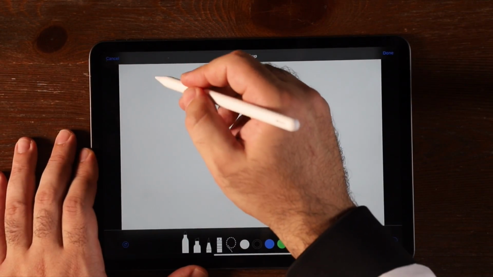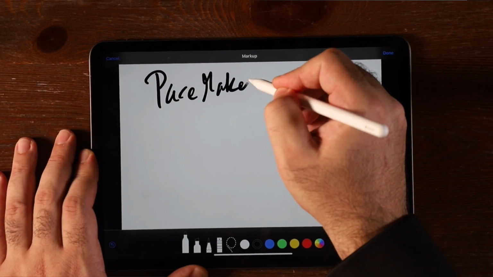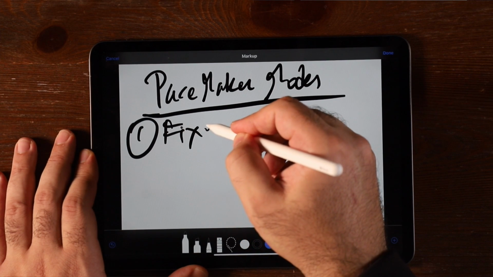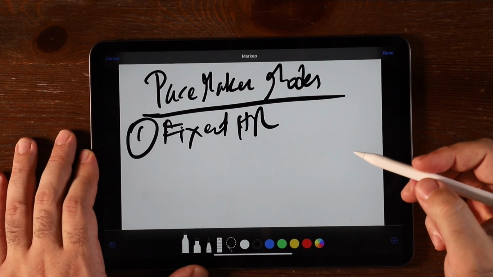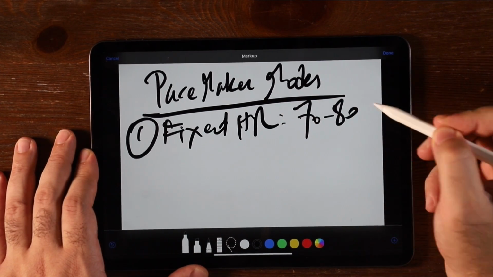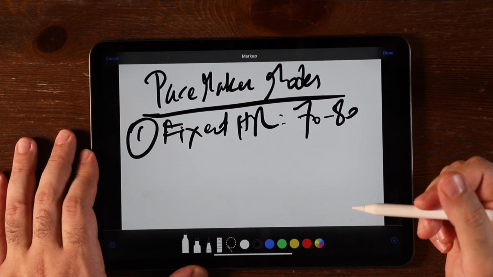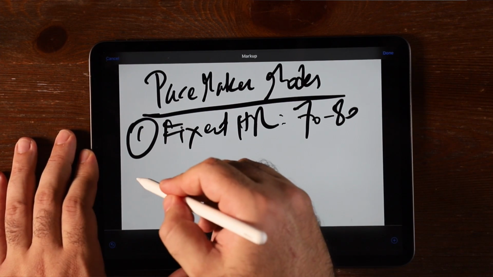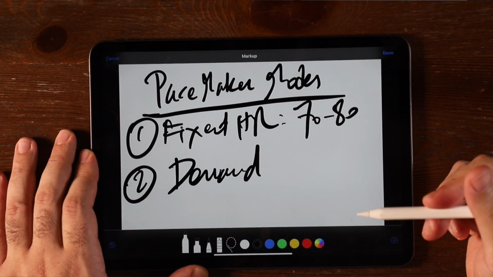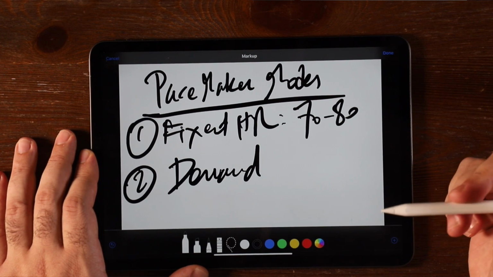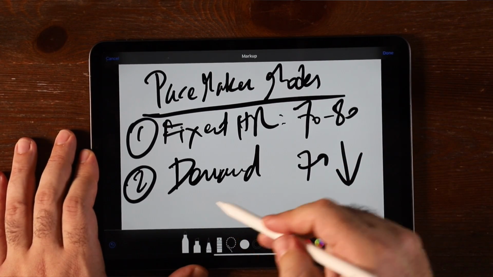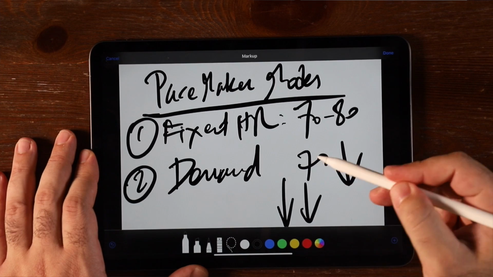So the next thing I want to talk about is pacemaker modes. There are 2 modes. The first one is fixed heart rate. A fixed heart rate means the pacemaker discharges at a preset rate, usually 70 to 80 beats per minute, regardless of the patient's own electrical activity. And the second mode is demand, which means that the pacemaker discharges only when the patient's heart rate drops below the pacemaker's preset rate. So if it is 70, when it drops below 70, the pacemaker will start throwing discharges. Those we call discharges.